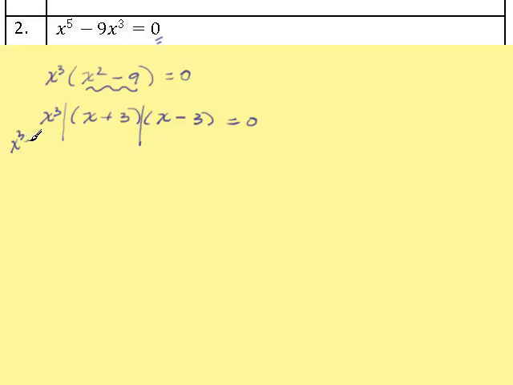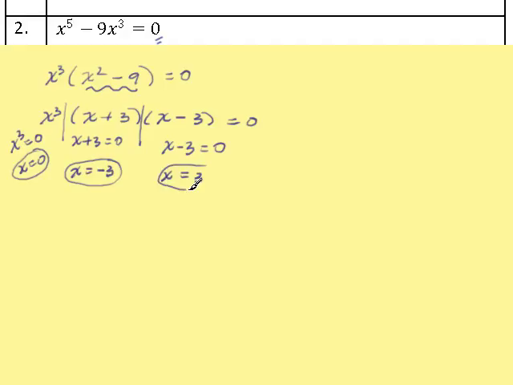So we have x cubed equals 0, that is x equals 0. And x plus 3 equals 0, that gives us x equals minus 3. And then we have x minus 3 equals 0, which gives us x equals 3. So we have 3 solutions.